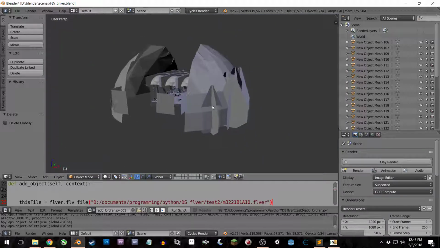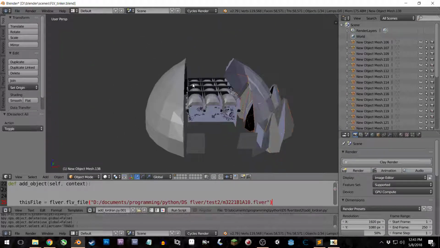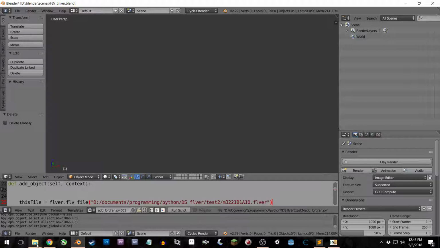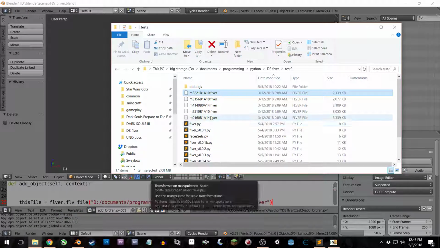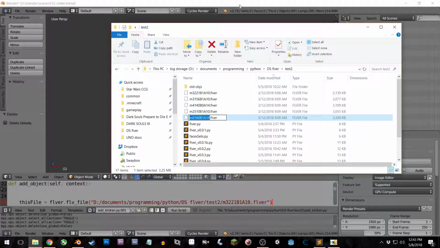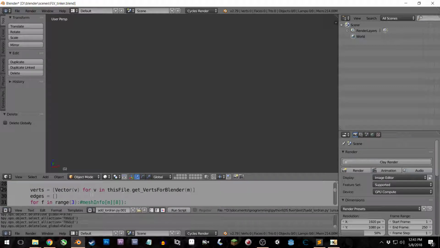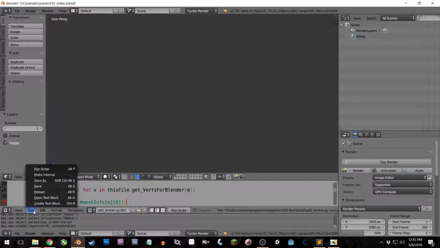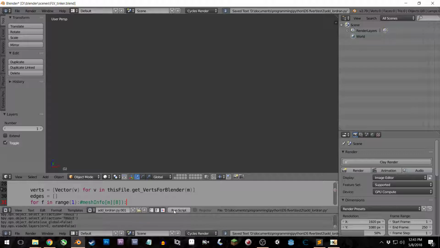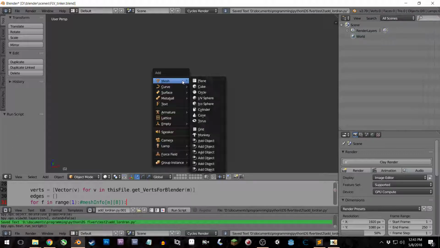Okay, so let's look at a couple more models quickly. All right, let's do this one. Yeah, let's do that one. I believe this is Lost Izalith, or Demon Ruins, rather. I've still got to come down here right now and manually change the number of face sets per vertex group. I had some code for that. For some reason, Blender's not liking it, so I've got to figure out what that's about.